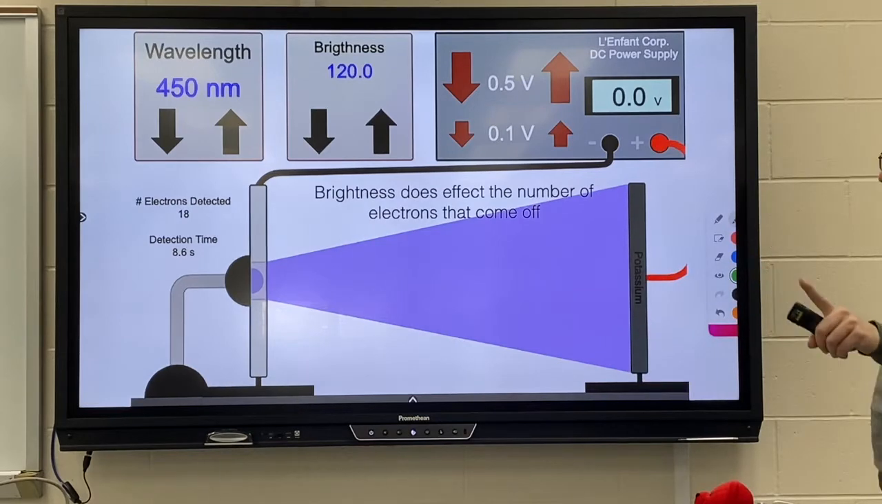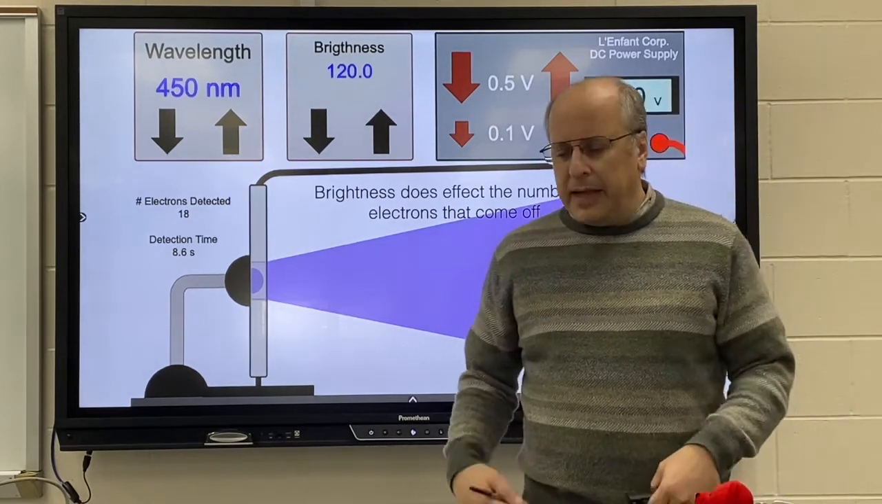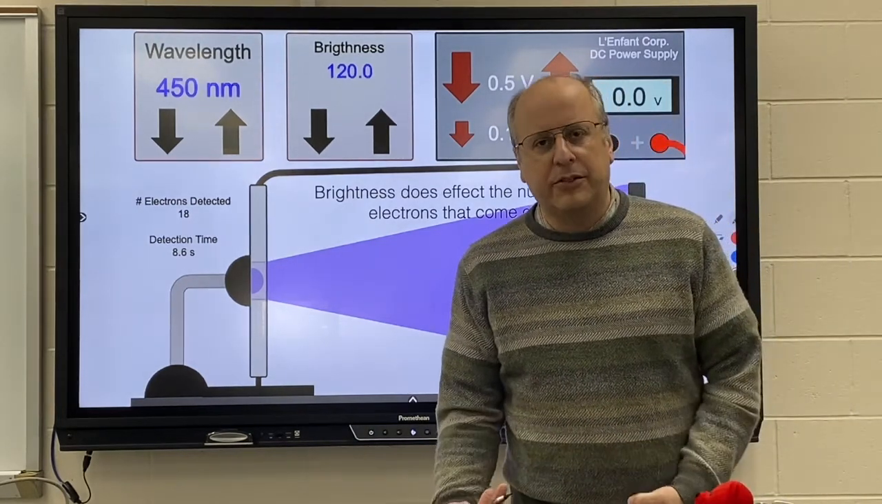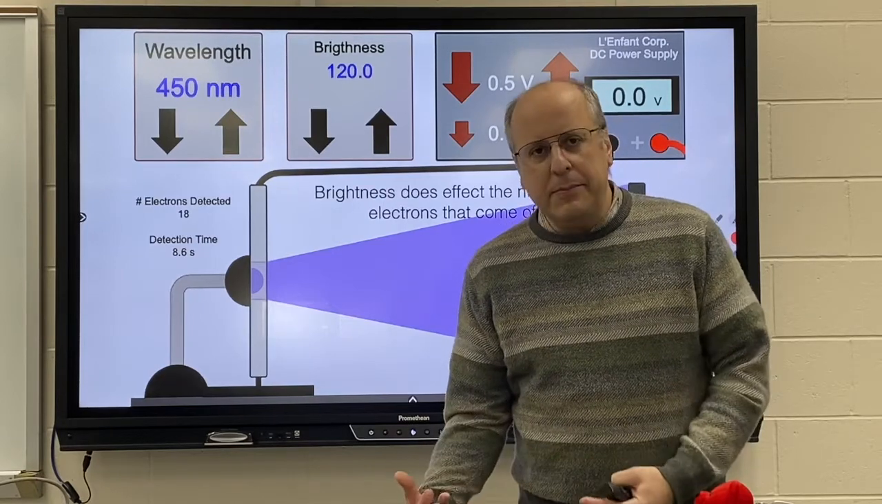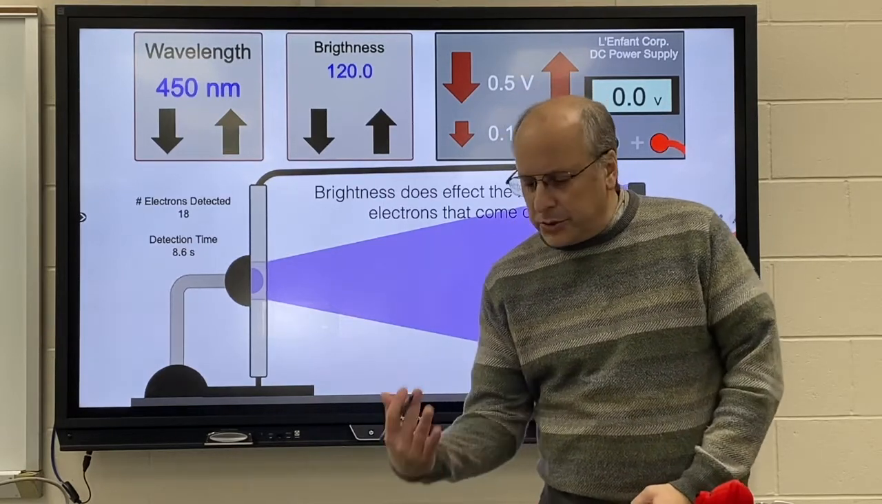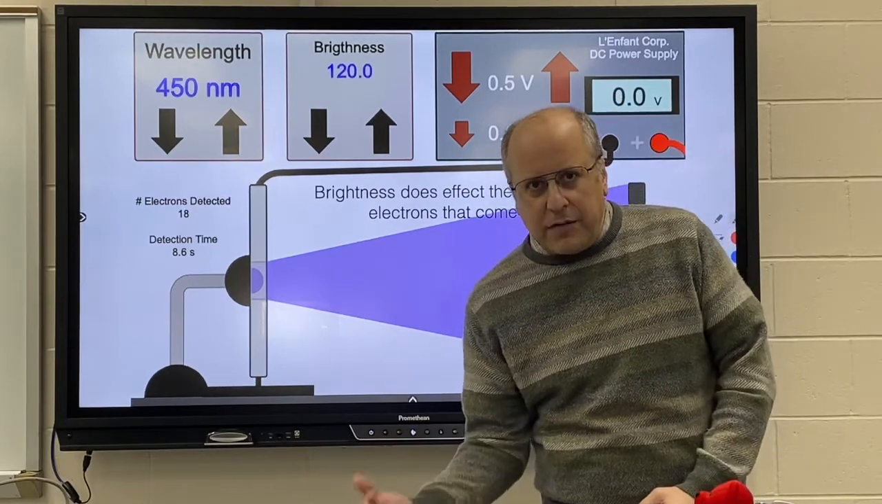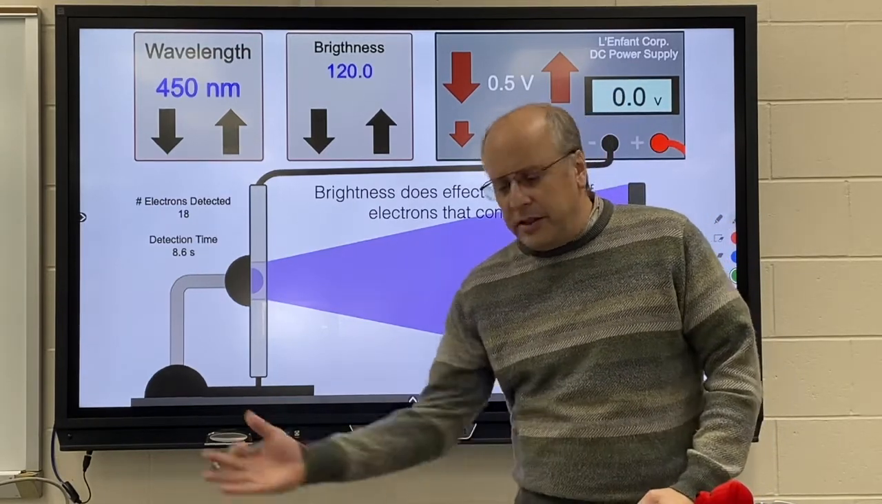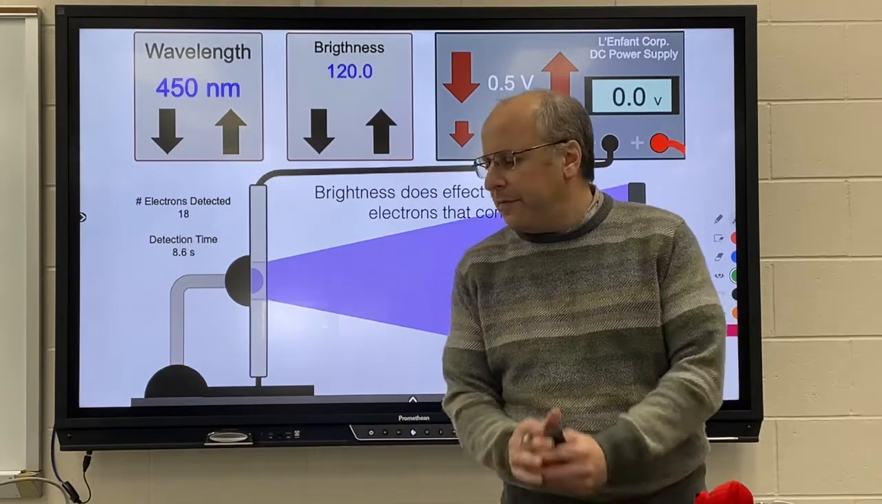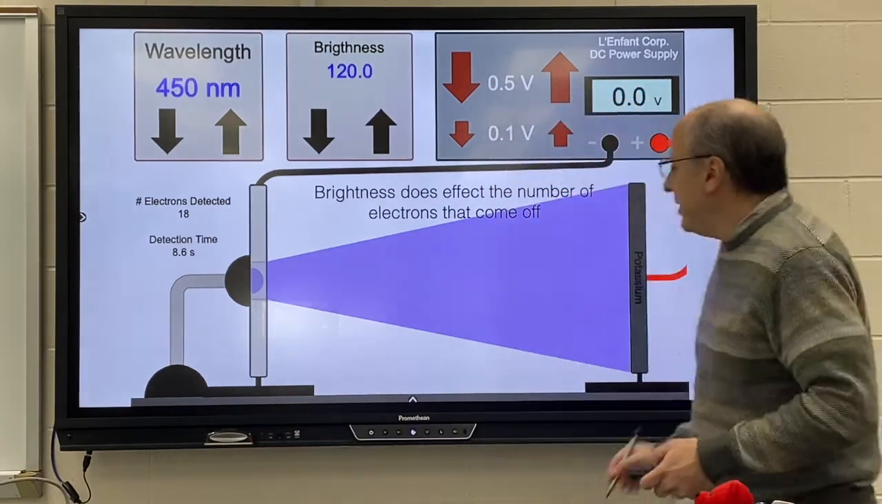If one photon can't do the job, then 1,000,000 photons still can't do the job. They don't team up, they work individually, so it's a one-to-one relationship. If one photon can't knock off an electron, then regardless of how many you have, they're not going to be able to knock off the electron.